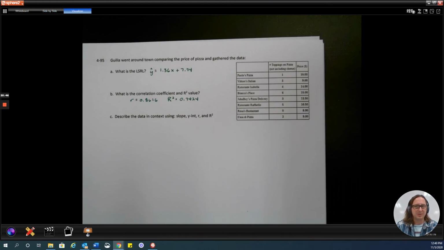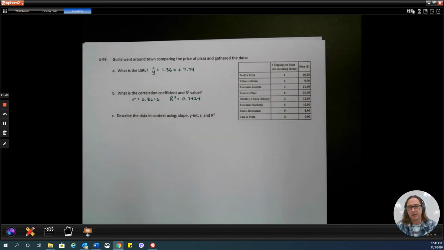Now remember what the R value means. The R value deals with the strength of the data. How strong of an association are we seeing with our data? So in this case, we are probably seeing a moderate to strong association. Since this number is positive, we're probably also seeing a positive slope on there. So it's going up from left to right. So as the toppings are increasing, we should expect the price to also increase.